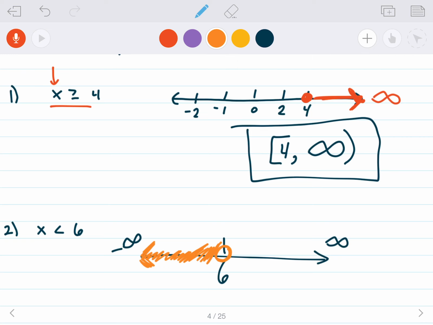How do we say it in interval notation? Well, what's the lowest number we start with in this orange set? We start with -infinity, and we go all the way up to x equals 6. And we don't include it, and that's what the parenthesis is there for.